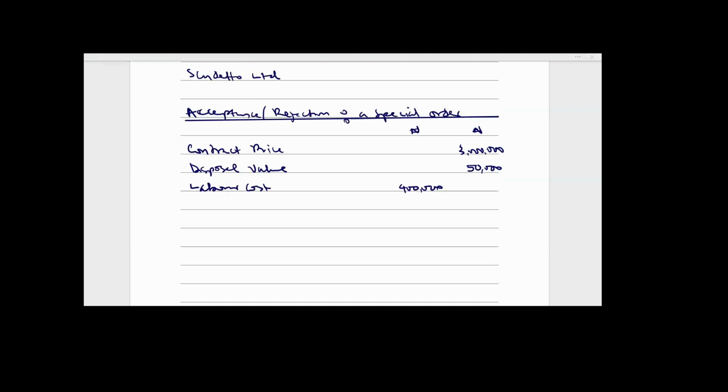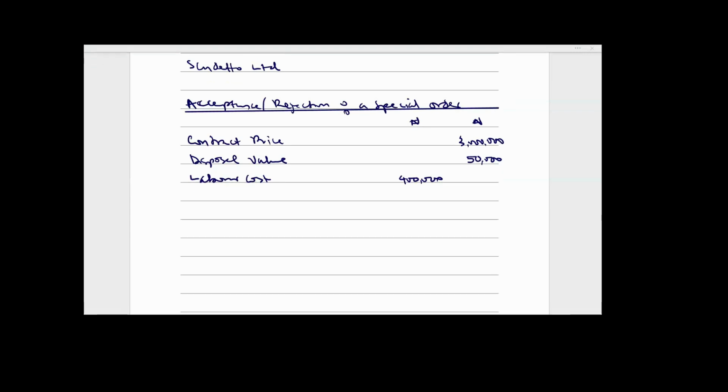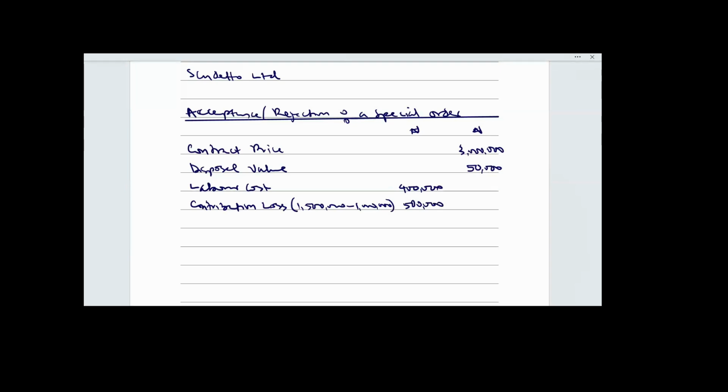You know the difference between sales and marginal cost. Marginal cost is the same thing as variable cost. So the difference between sales and variable cost represents contribution. So since the company is losing it, in that case, there will be a contribution loss of 500,000. So I would then call it a contribution loss, from 1.5 million to 1 million. There is a marginal cost of 1 million, sales of 1.5 million. So that's a contribution loss of 500,000. Let's move on from there.